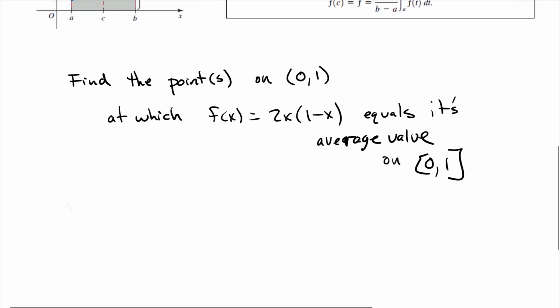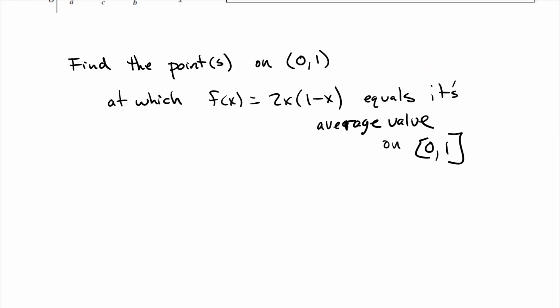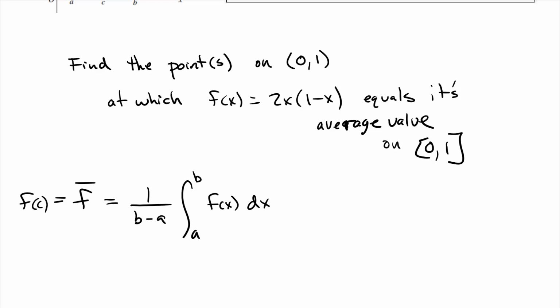Let's go. So the first game is we want to find the average value. Or we can call it some f of c, because we're going to have to find that c, or that x value. Well, we know that this is equal to 1 over b minus a, the integral from a to b of our function dx. So let's replace. Our a is 0, our b is 1. So it's 1 over our b minus a, well, that's nice, from 0 to 1 of our function, and our function is 2x times 1 minus x dx.